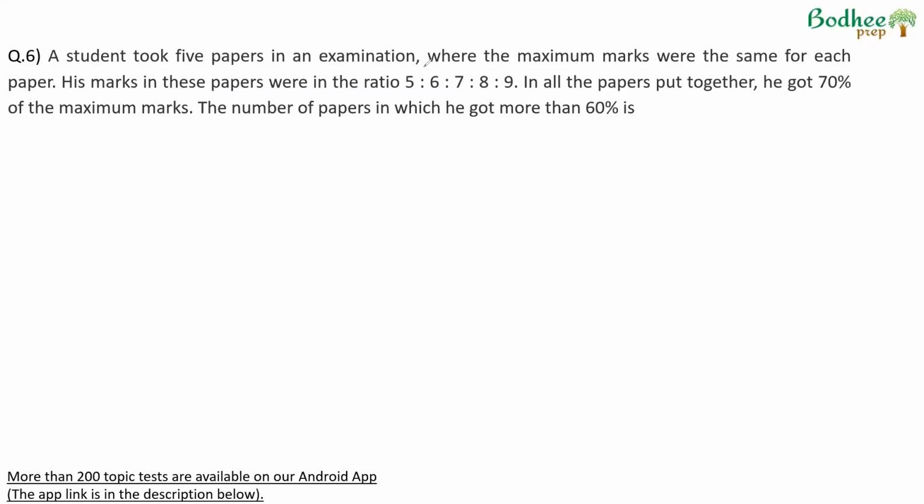A student took 5 papers in an examination, and the maximum marks were same in each paper. His marks in the 5 papers are in the ratio 5, 6, 7, 8, 9. So suppose the marks that he got were 5x, 6x, 7x, 8x, and 9x. Therefore, we can say the total marks that the student got is 9 plus 5, 14, 6 plus 8, 14, 14, 14, 28 plus 7x, 35x.